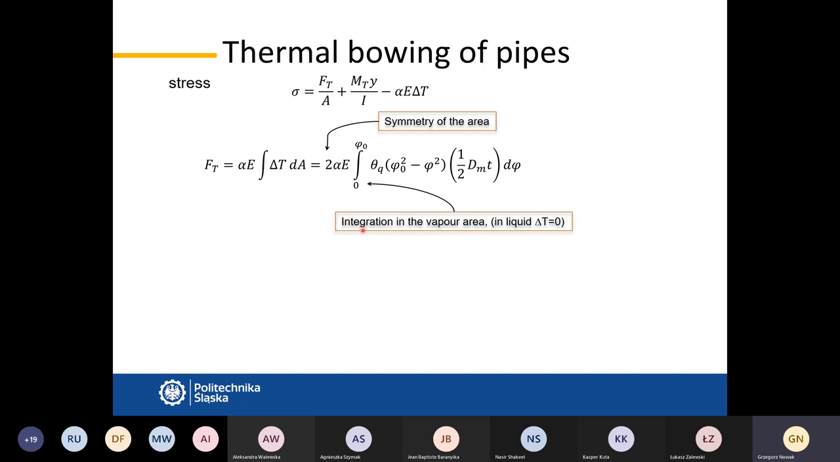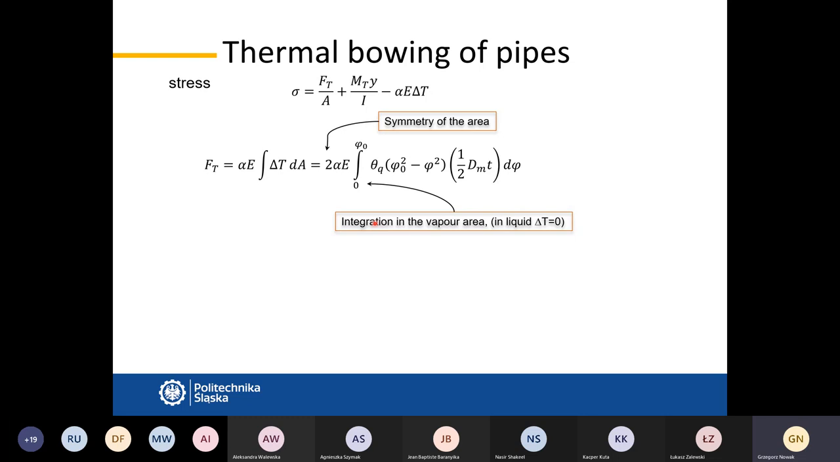And so we do the integration in the vapor area, from the very top, where the angular coordinate is zero, and we follow up to phi zero, the angle where we encounter the liquid part. In liquid, as we said on the previous slide, delta T is zero. So this is the force generated due to a different extension or compression of different parts in the material, due, of course, to a different temperature. So this is the force generated in the material.